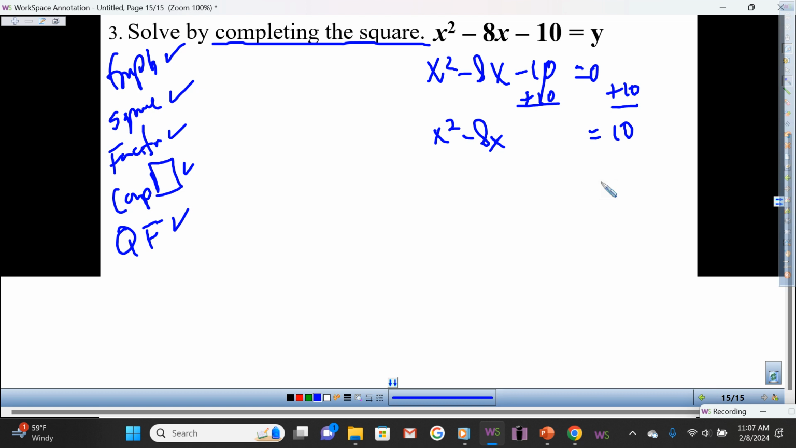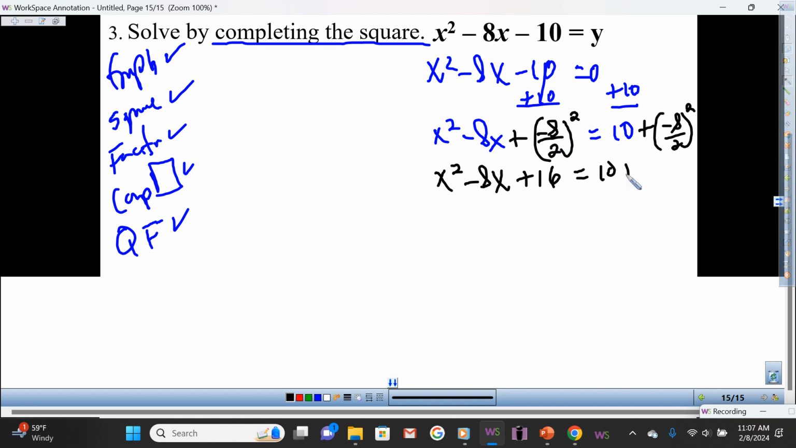What's the next step? Tell your neighbor, and then Maya's going to pass it to someone. Pass to someone, Maya A. Martin, what do I do next? Negative 8 over 2 squared. You add that to each side. And Martin, let's go. So therefore, this is x squared minus 8x plus, this is negative 4 squared, that's 16, equals 10 plus 16.